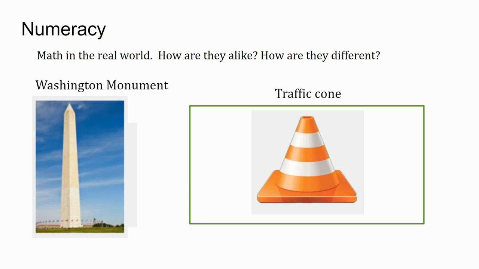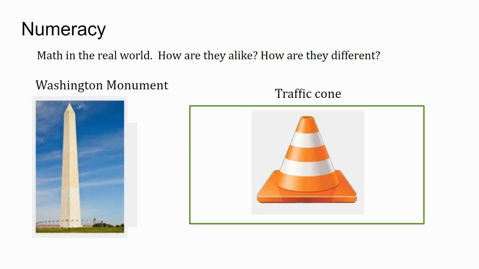Okay, so if we were looking at these two shapes, this would be like math in the real world. These are real world things that we see. One is the Washington Monument found in Washington, D.C., and then the other is just a regular traffic cone. If you were thinking about these, how are these two shapes alike? If you said they both have rectangular prisms as the base, you would be correct. Any ideas on how they are different?